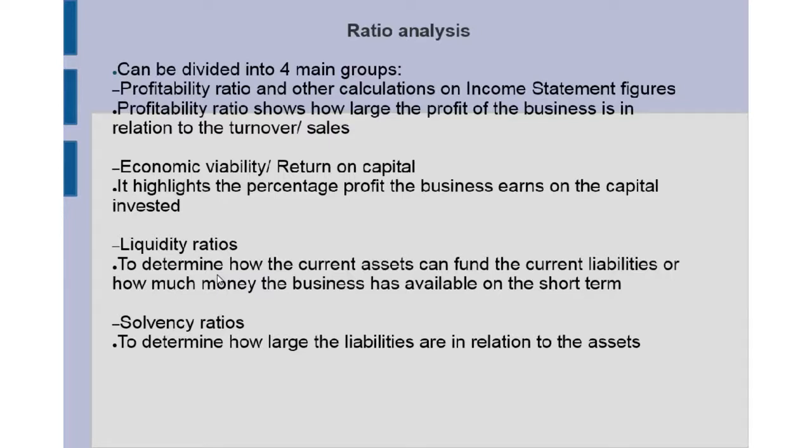The solvency ratio, then, is the fourth group that you need to know about, and this will be to determine how large the liabilities are in relation to the assets. You know that a business can go insolvent if the liabilities are too large. So that's what a business needs to know and needs to calculate.